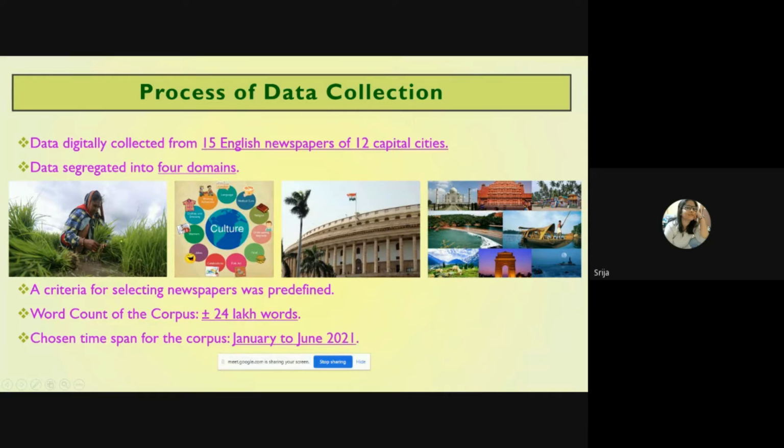So a criteria for selecting the newspapers was also predefined, and the word count of the corpus was approximately 24 lakh words. So what we did was, for each of those 12 capital cities, we assigned 2 lakh words. And each of these 4 domains were to have 50,000 words approximately. So we had decided that each domain will have 5 doc files, and each of those doc files will have 10,000 words. However, we have faced a few challenges regarding this, which we will discuss in the next slide. So the chosen time span for the corpus was from January to June 2021.